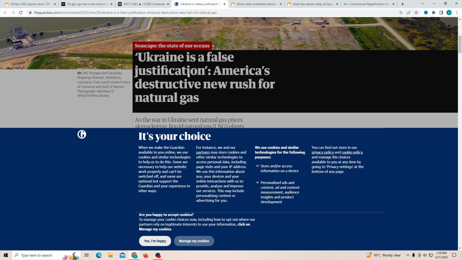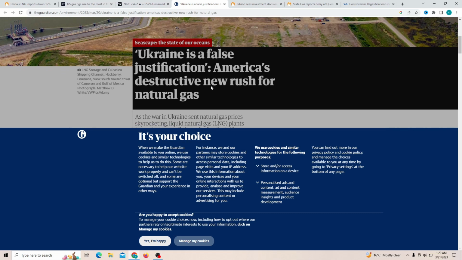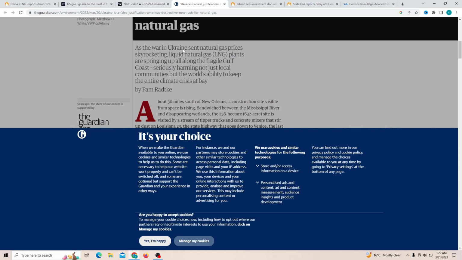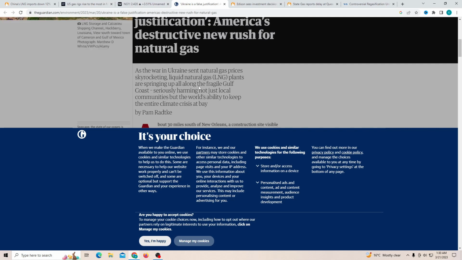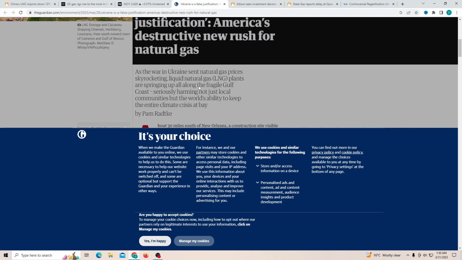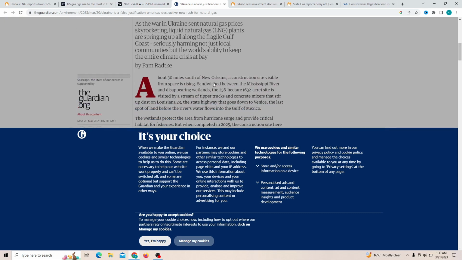Ukraine is a full justification, America's destructive new rush for natural gas. So as the war in Ukraine sent natural gas prices skyrocketing, plants are springing up all along the Gulf Coast, seriously harming not just local communities, but the world's ability to keep the entire climate crisis at bay. So once all of this was a problem, America took it into their own hands, trying to help the whole world. But the communities are not happy, as the amount of problems that will create will be a lot larger than the amount of profit it will create.